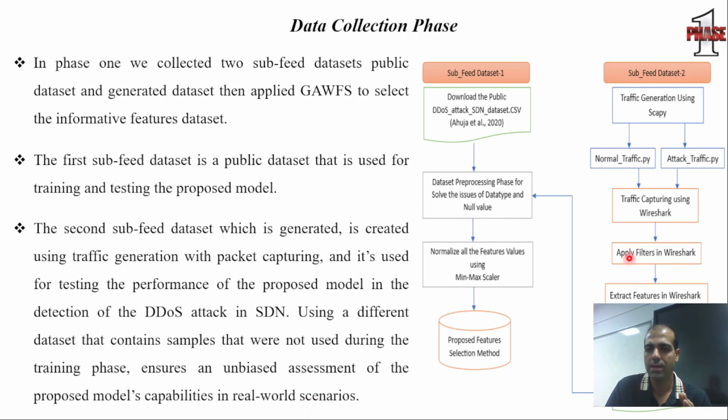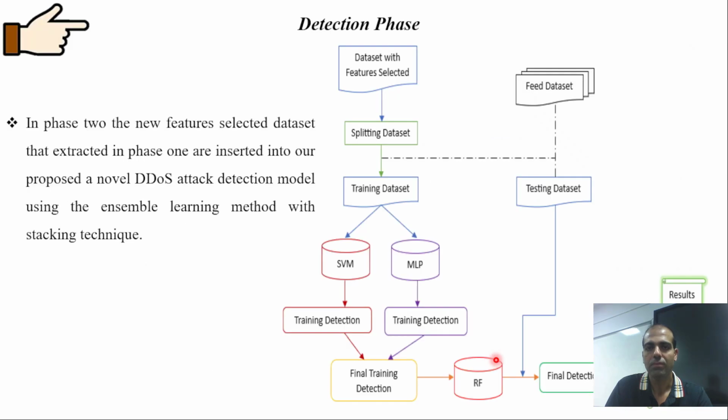So as you can see here, we have two sub data sets. This one, the public data set, and this is how we generated the data set. Both of them are inserted into the proposed feature selection, and at the end we extracted the features that are more relevant and informative to our target variable.